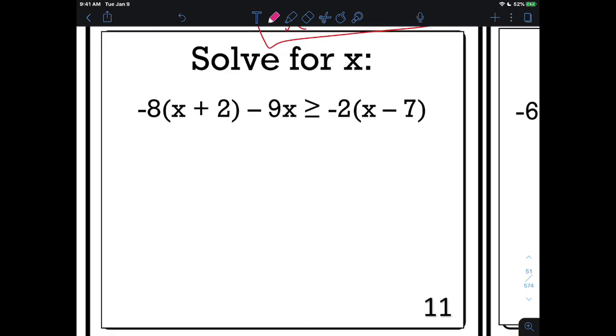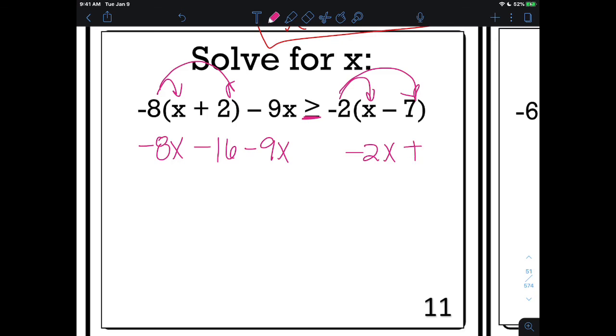So solve for x. First, I'm going to go ahead and distribute. Noticing that this one has the extra line, meaning it's also equal to. Okay, so negative 8x minus 16 minus 9x, negative 2x plus 14. Did I multiply or divide by a negative number on both sides? No, symbol stays the same.